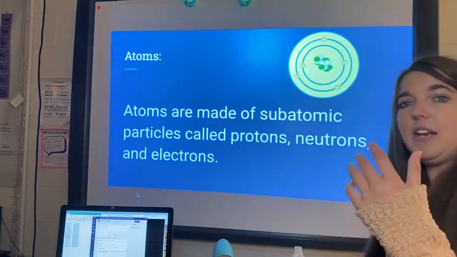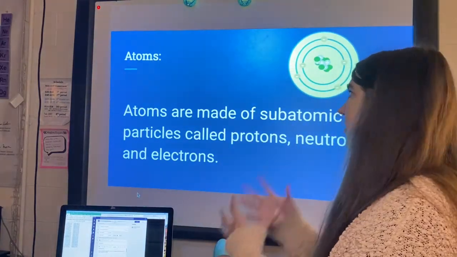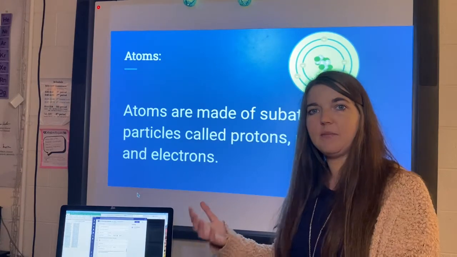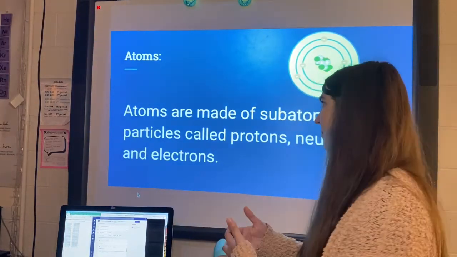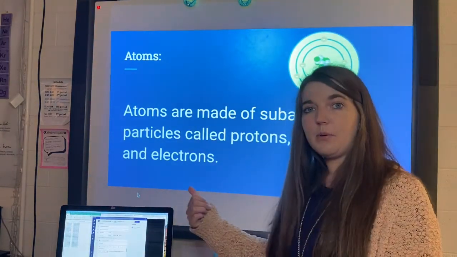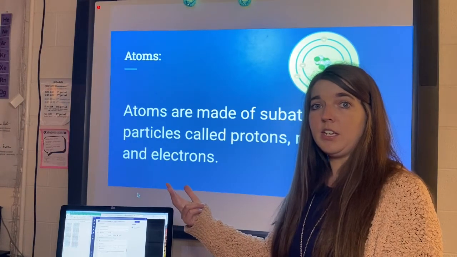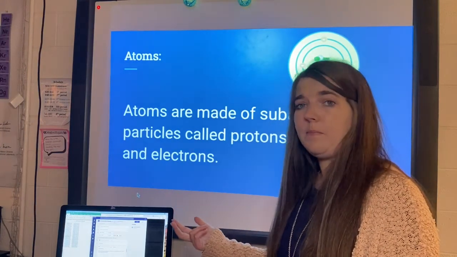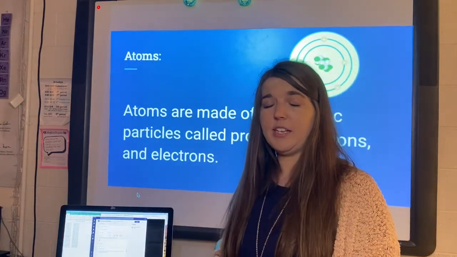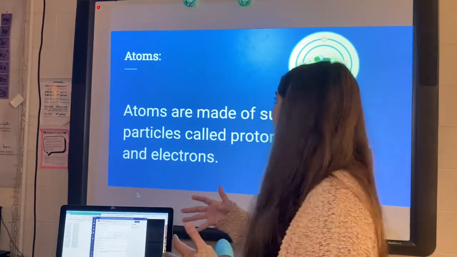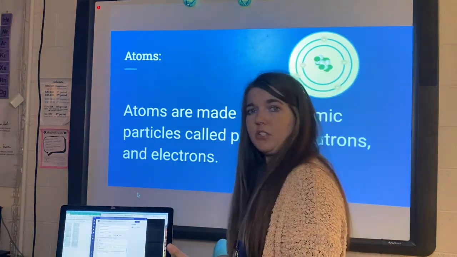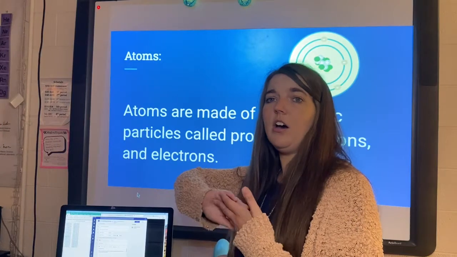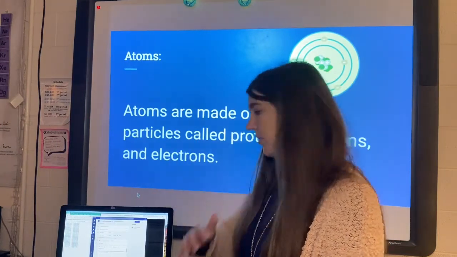All right, so the atoms are made of these smaller particles. So when we look at atoms, we're going to see that they're made of even smaller particles. And those smaller particles are called protons, neutrons, and electrons. So for your first assessment, the only thing you need to know about are protons, neutrons, and electrons. And so that's all, and we're just going to go a little bit deeper in what those are.